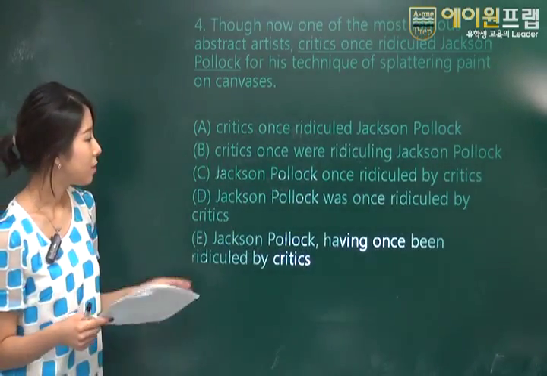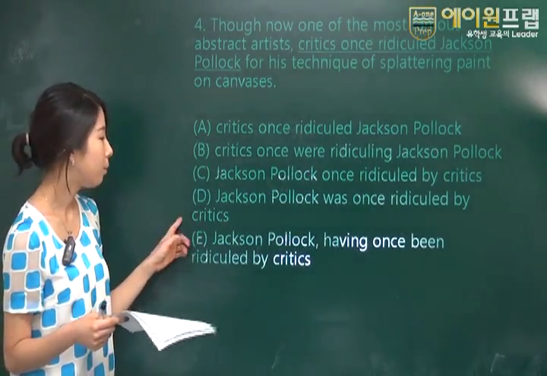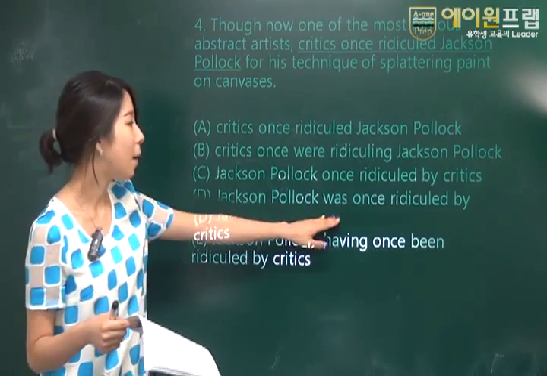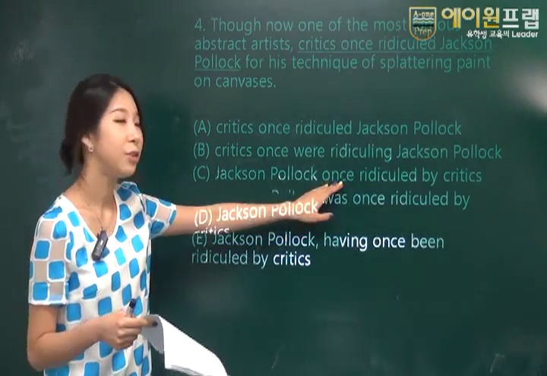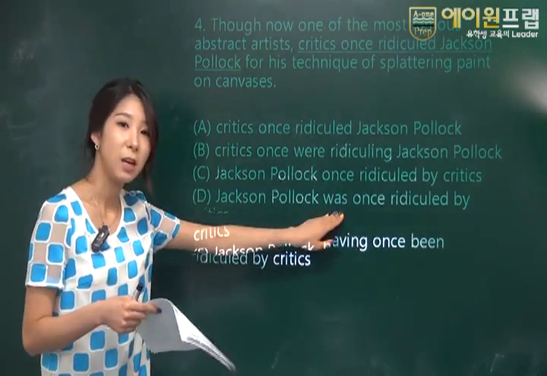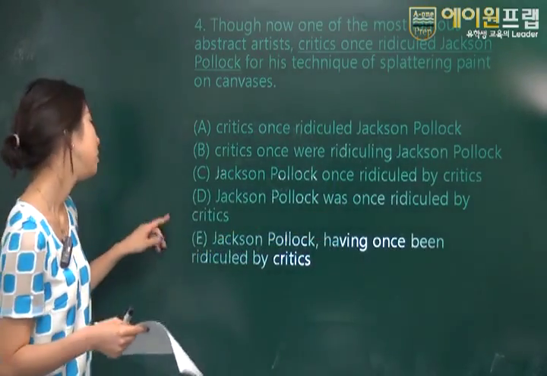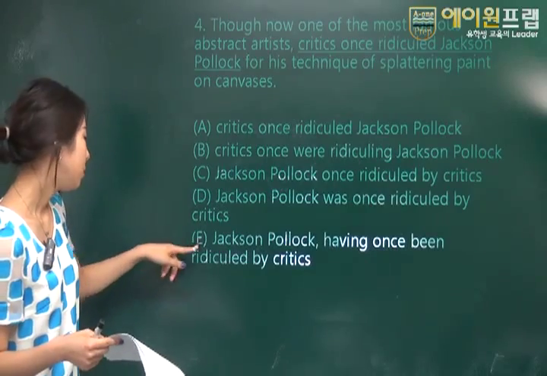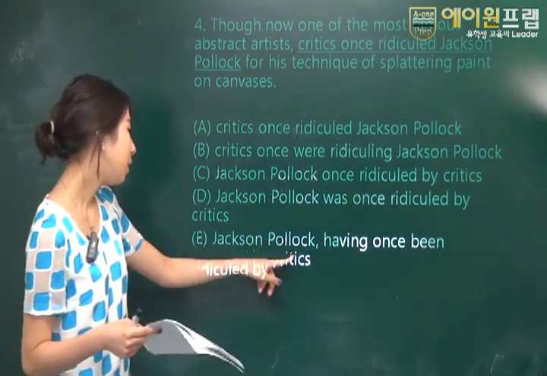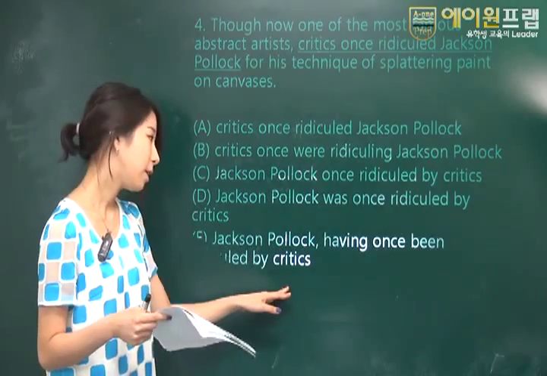And option D, Jackson Pollock was once ridiculed by critics. Yeah, this is how I just upgraded option C. They have was here, and now it's a complete sentence. D makes sense. And option E, Jackson Pollock, having once been ridiculed by critics.